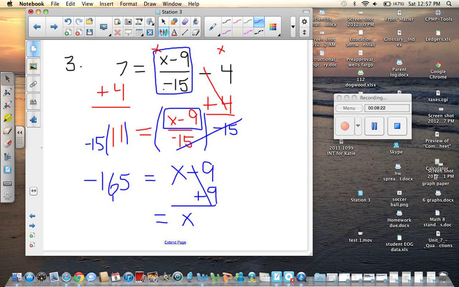And then on the other side, we'll do the same thing. You have to do the same thing to both sides to maintain equality. And when you take the negative 165, and you add 9, you get negative 156. And that's your final answer, negative 156.